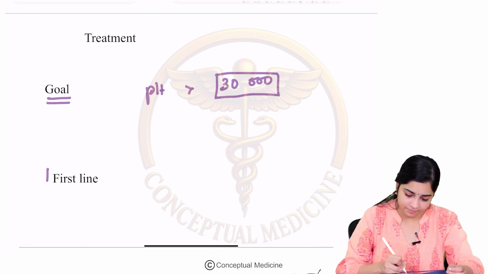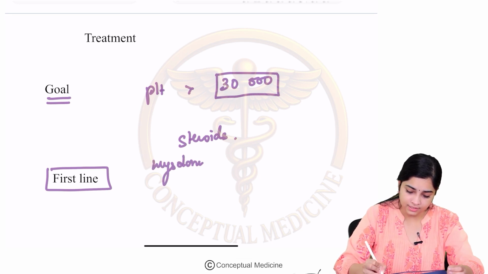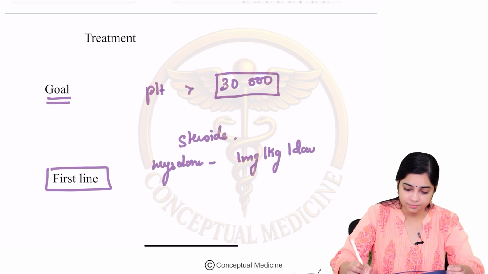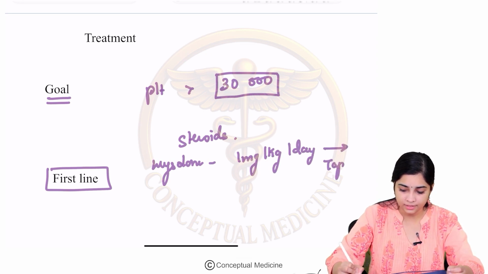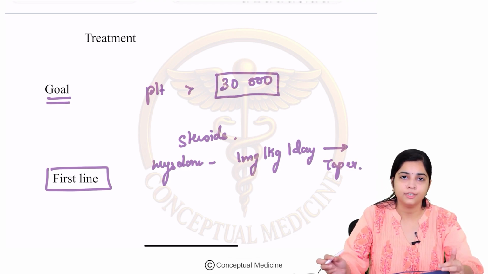The first line treatment in the management of ITP is systemic steroids, right? It is systemic steroids. If we are giving prednisolone, we usually start it at 1 mg per kg per day and you slowly taper it down. Okay, so you'll have to taper it down maybe over 3 to 4 weeks.